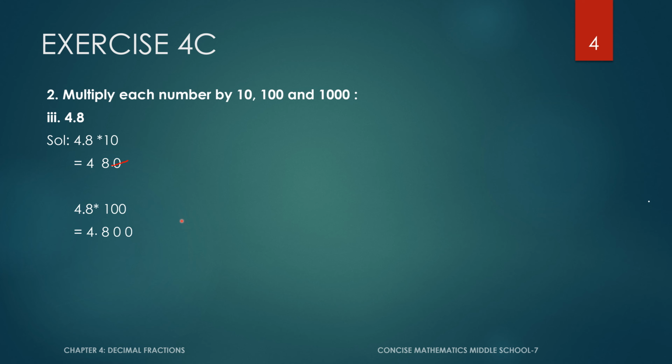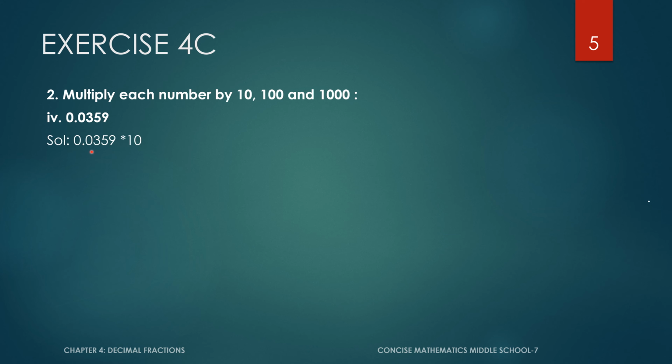Now multiply it with 100. So move this point 2 times on the right side. 2 places, it should move 2 places. So here this is what you get, and you can cancel this and you will get 480. Similarly, multiply it with 1000. Again the point is over here. Move it 3 times to the right side of the decimal point. Here is the answer, and you can cancel it since after point it is 0. So your answer is 4800.